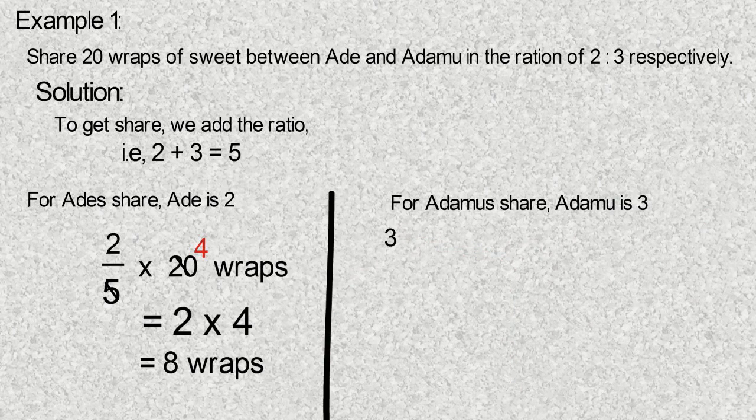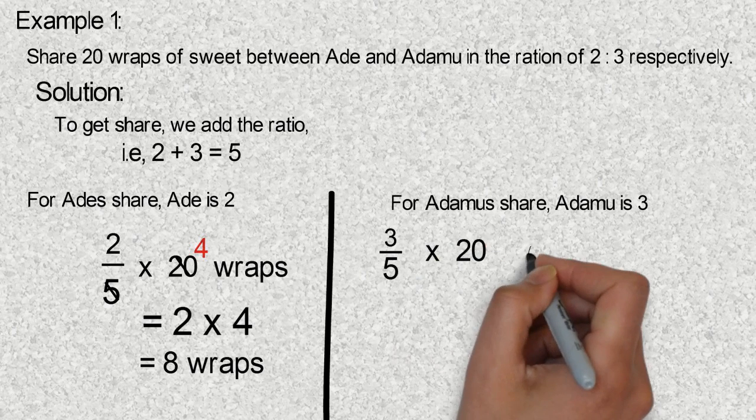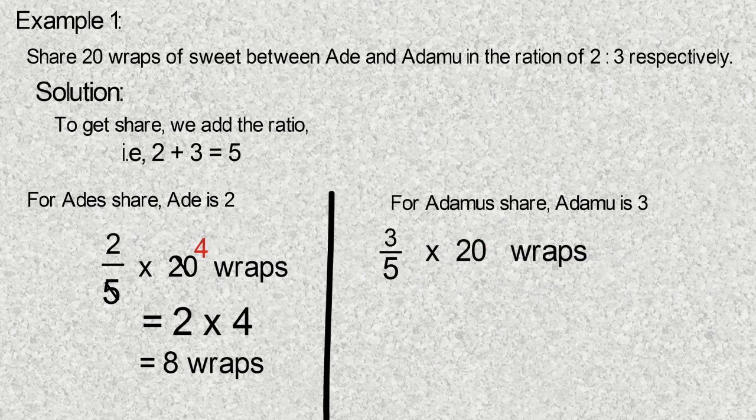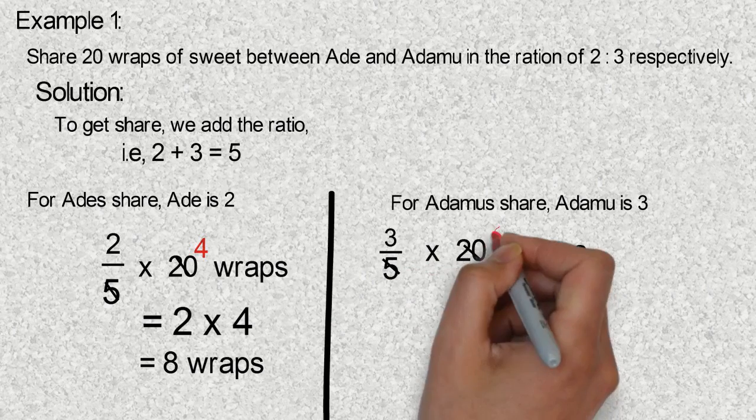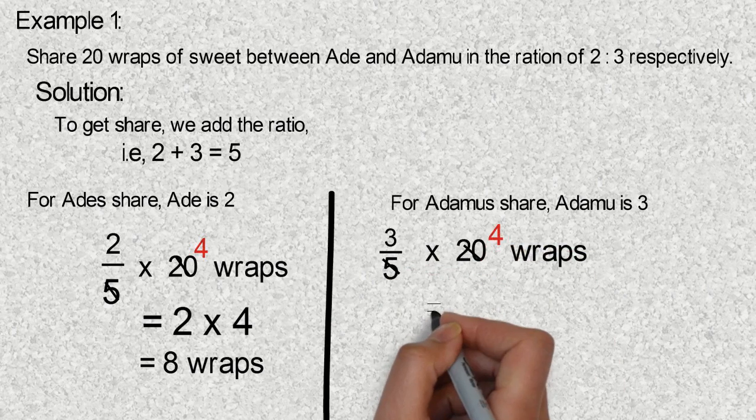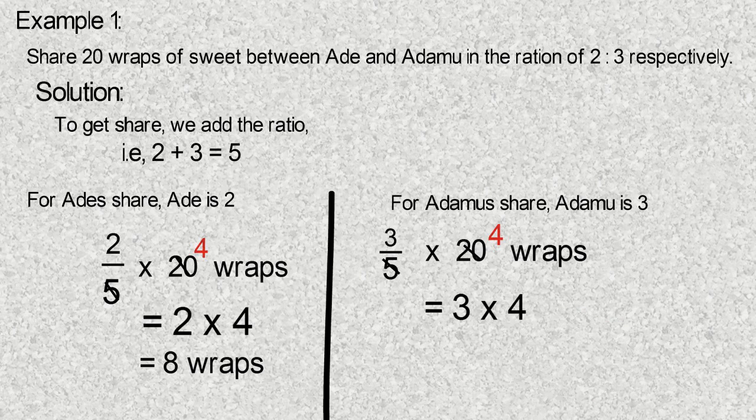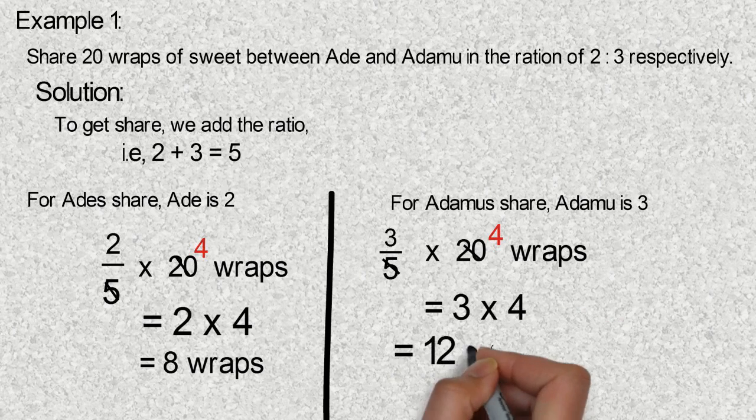So Adamu is carrying a ratio of 3. So we have 3 all over the total ratio 5 times 20. So 5 can go here 1, 5 can go here 4. So I have 3 multiplied by 4. So 3 times 4 will give me 12 wraps of sweet.